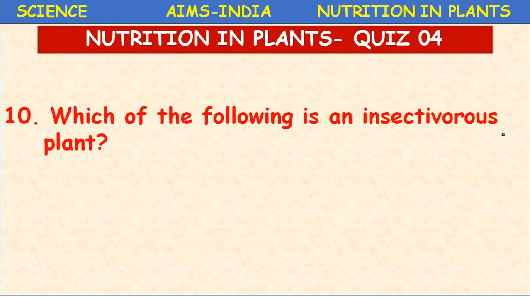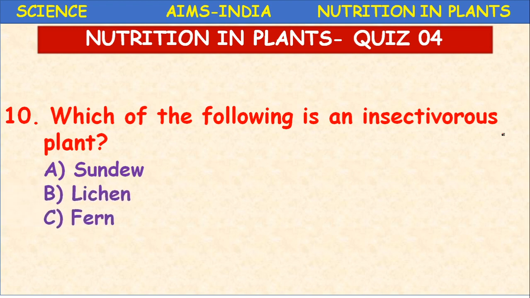Next, which of the following is an insectivorous plant? Sundew, lichen, fern, mold. So lichen, fern and mold are different groups. So here the answer is A, sundew plant. Okay.